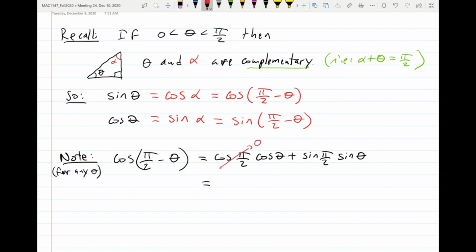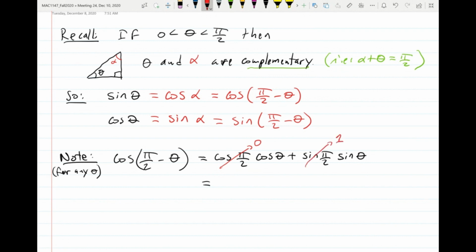Remember, think about the unit circle. Very good, Isabella. Pi over 2 corresponds to the point 0, 1. Cosine gives you the x value of the point. Okay? The x value corresponding to pi over 2 is 0. That's 0, 1. So in a similar way, what will be sine of pi over 2? Sine of pi over 2 is equal to 1.